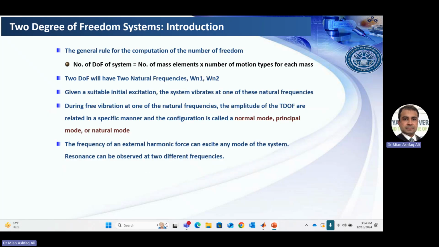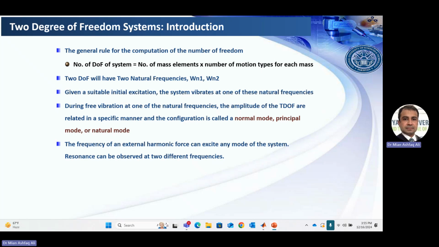As a general rule, the total number of degrees of freedom of a system is equal to the number of masses and the number of individual degrees of freedom for each mass. In our example, we have two masses, and each mass can move in one direction only. So overall, we have a 2 degree of freedom system, and the two natural frequencies are omega n1 and omega n2. I will show you the simulation in which we can use suitable initial conditions to excite either the first or the second mode of the system.